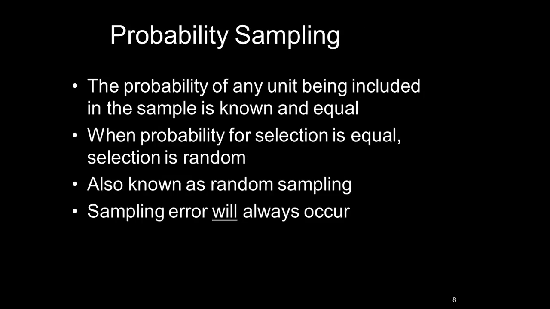All right, so probability sampling. What probability sampling gets at is whether or not the probability that any person or unit inside the study could be included in the sample is known and equal. When probability of selection is equal, then the selection is truly random. And this is what we know as random sampling, and I'm going to go into the different types and specifics of that later. But before we drop into that, know that sampling error will always occur, especially when we're dealing with people.